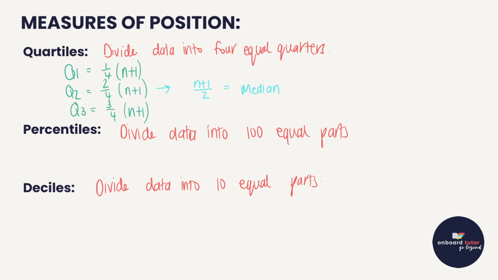Something that's also good to know is that just like we saw here, Q2 is the same as the median. Q1 would be the same as the 25th percentile, Q2 would be the 50th percentile, and Q3 would be the 75th percentile. So it's about seeing some kind of a bridge between our data and just being able to interpret it based on what we are working with.